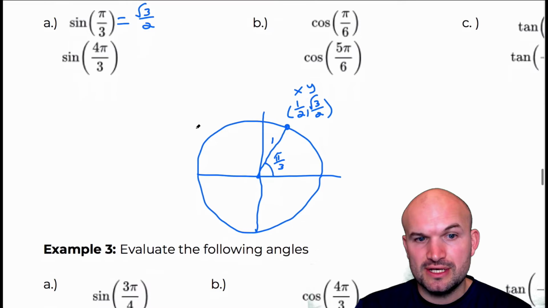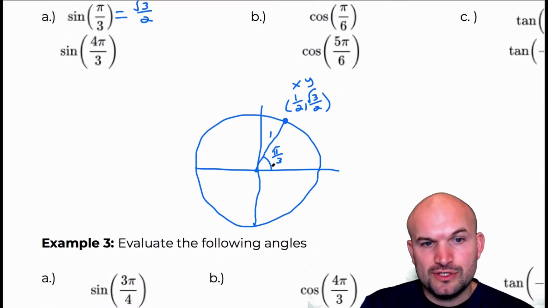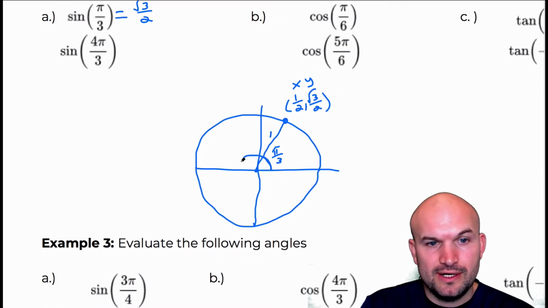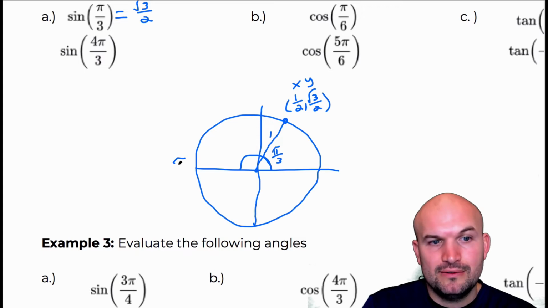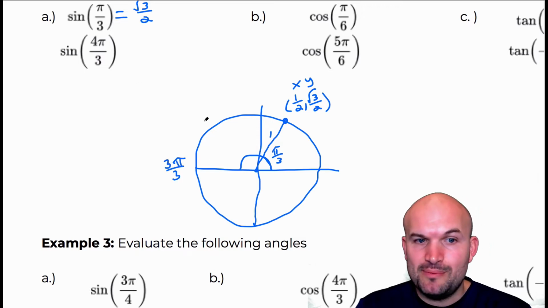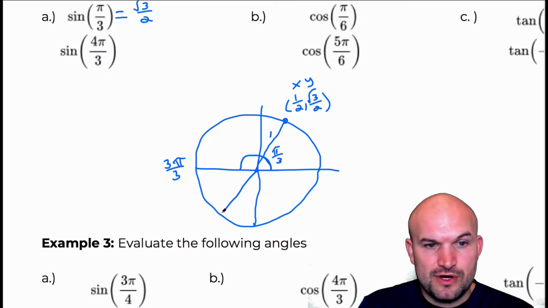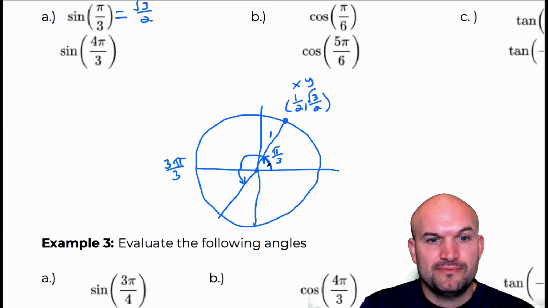It's still in thirds. So if we go around the circle here, if we go from here to here, we know that's pi, right? Otherwise known as 3 pi over 3. And therefore, to get to 4 pi over 3, I just need to go an extra third. So I'm going to go from here to here. I'll just put an arrow there as well. So the angle 4 pi over 3 is down here.